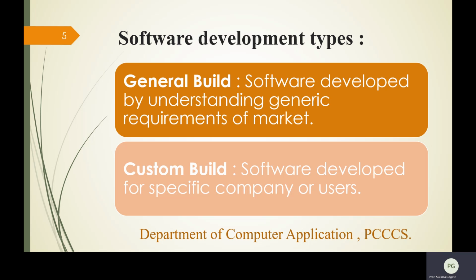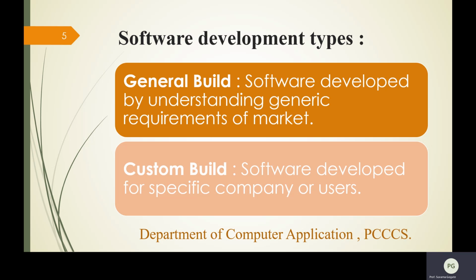Now, the second type of software is custom build. Custom build software always has specific users who give a requirement set to the IT company, and the company is going to build the software for them. This kind of software is known as custom build software. So business software is always one of the two kinds: it might be general build software or custom build software.